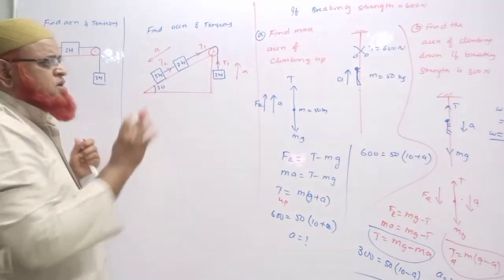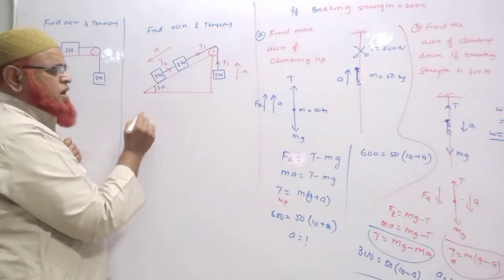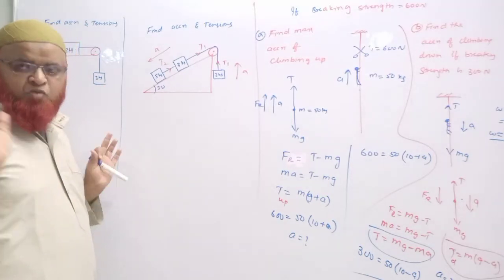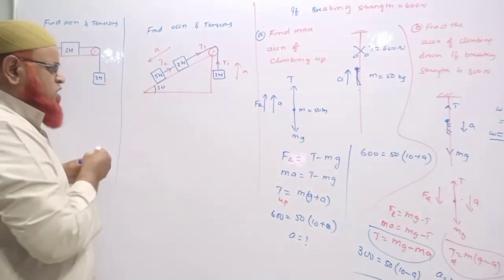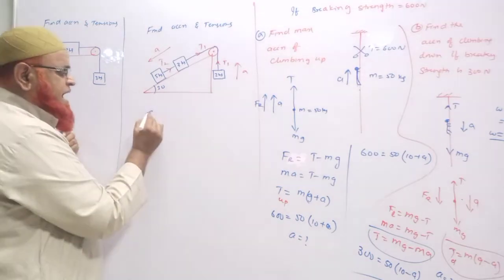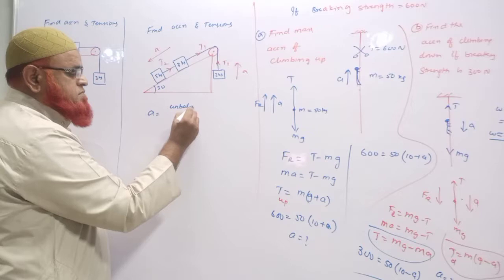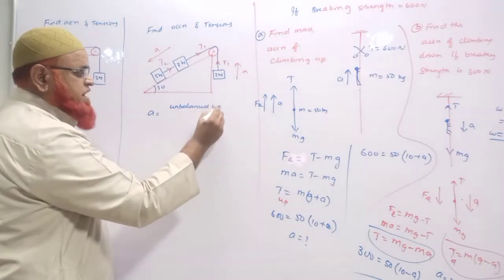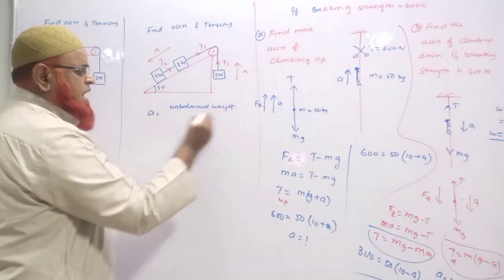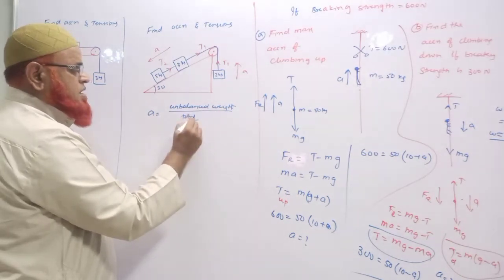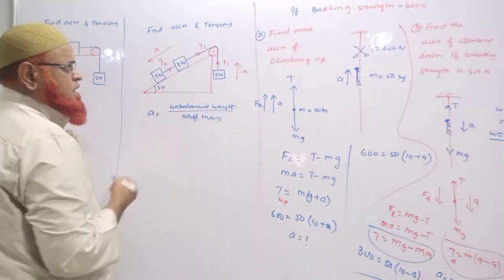Understood? So generally, what is the formula actually? I will tell you a shortcut formula, so that without using any free body diagram, you can solve the problems here. And what is that formula? Acceleration is equal to unbalanced weight by total mass. What is the unbalance?